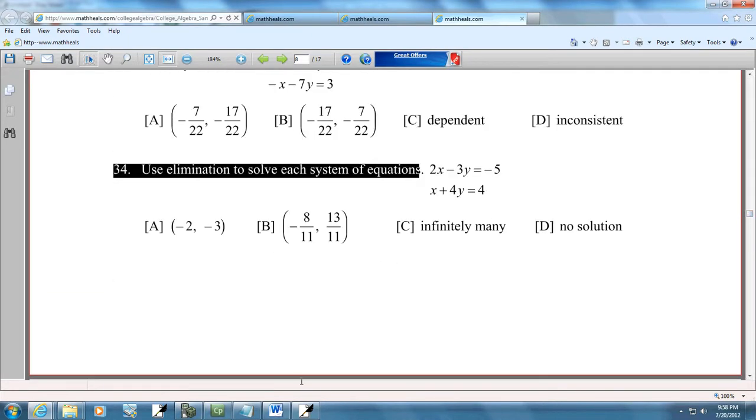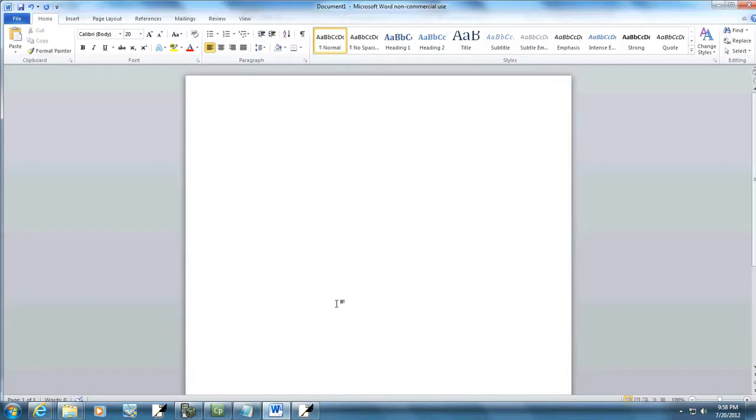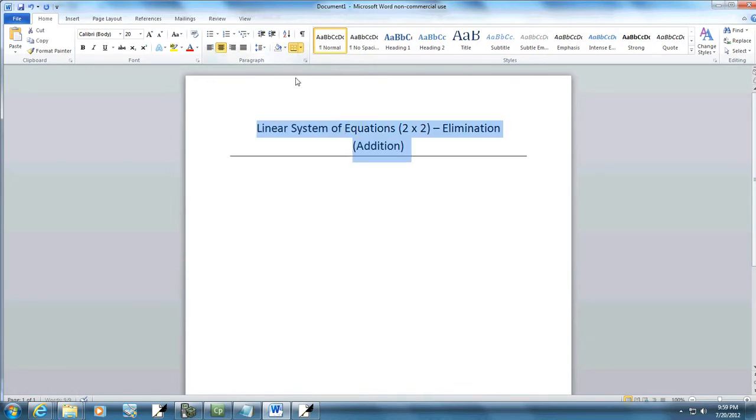Now let's look at how to do it by hand. Let's refresh our memory on elimination. So this is a linear system of equations, and this is 2 by 2, 2 equations, 2 variables, and this is elimination or addition. Different books call it different things. I couldn't tell you what our current book even calls it. They kind of go back and forth.